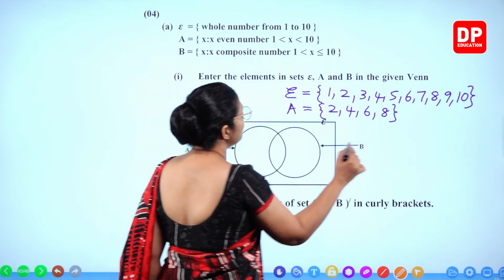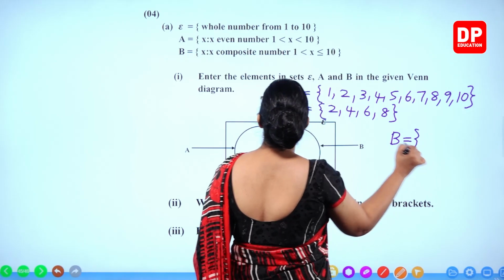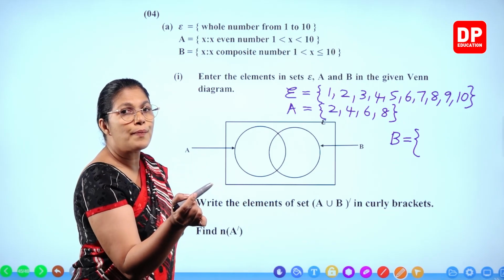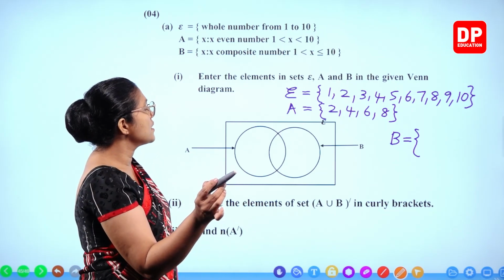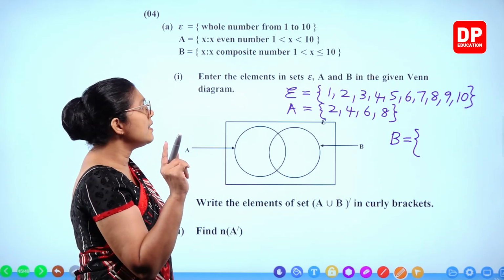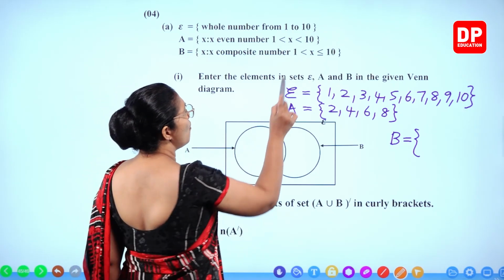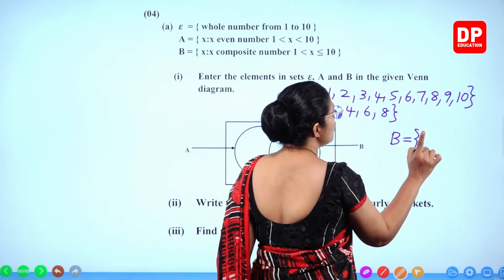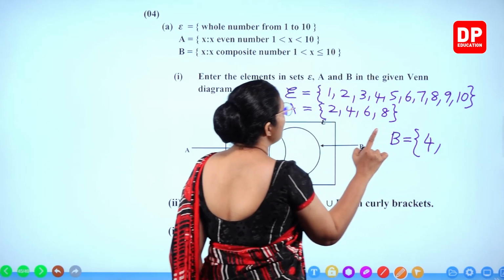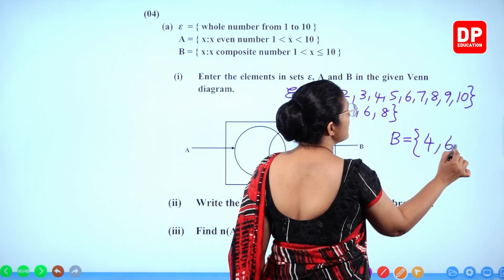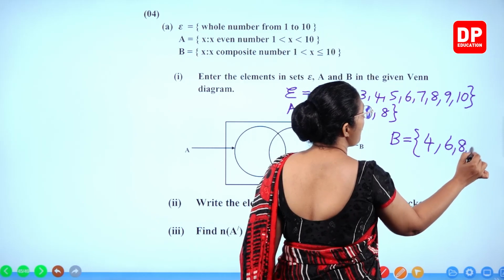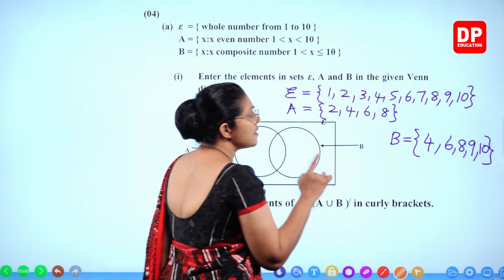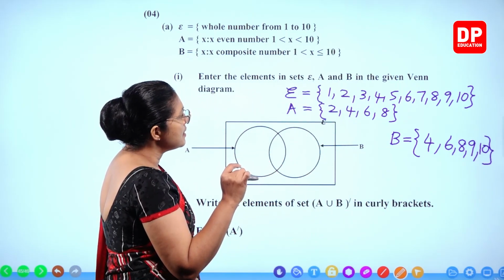What is B? Composite numbers between 1 to 10, and 10 is included. What are composite numbers? Not prime numbers. But we don't consider 1 as a composite number. So what is the first composite number? 4. 5 is a prime number, 6. Then 7 is a prime, 8, 9, 10 also we can consider here, because 10 is included. 10 is a composite number.